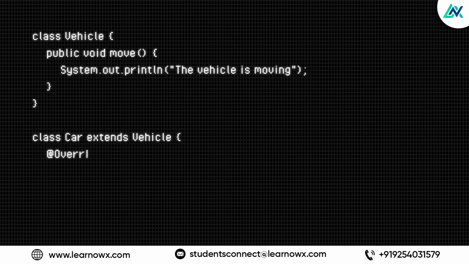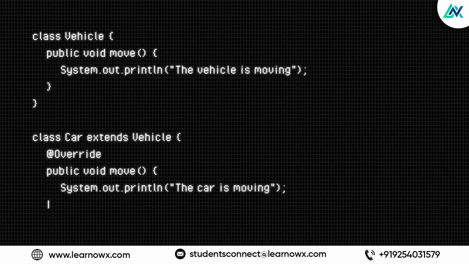Let's understand overriding with an example. In this example, you'll see a class Car that extends the class Vehicle. The class Car overrides the move method from the superclass, and this is made explicit by the use of the @Override annotation. The two methods are implemented differently in the method body.